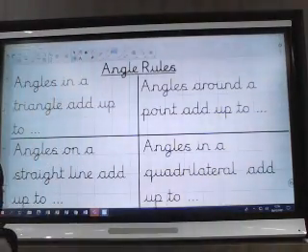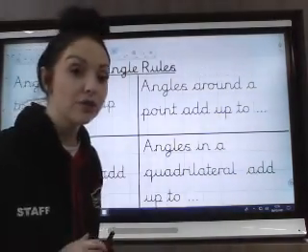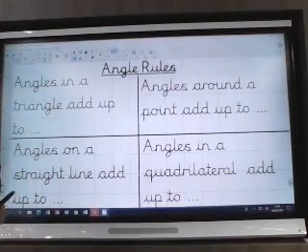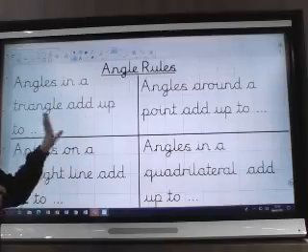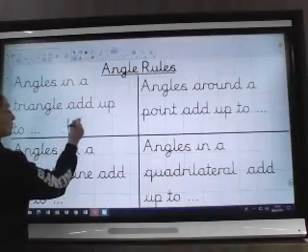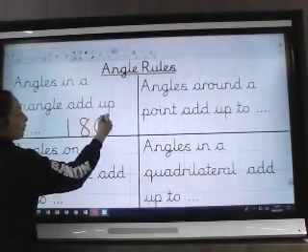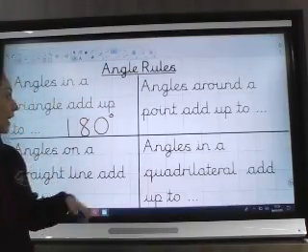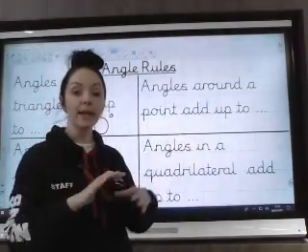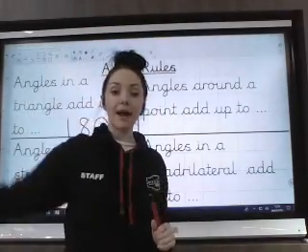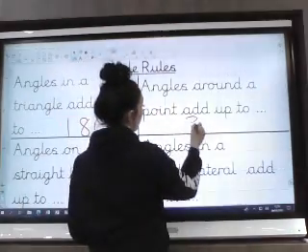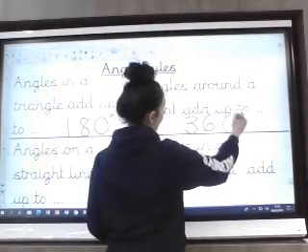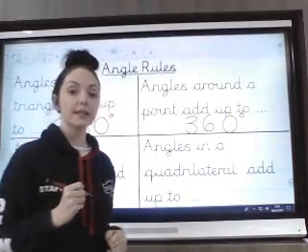Hopefully you've all had a go and I've got something written down for each one of those. So, angles in a triangle always add up to 180 degrees. Angles around a point then, that's all the way round. They always add up to 360.